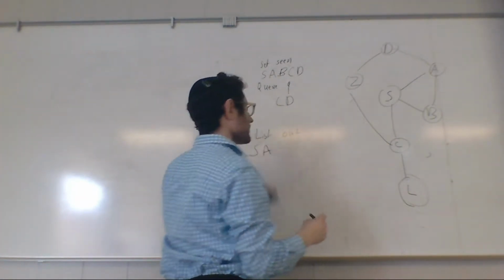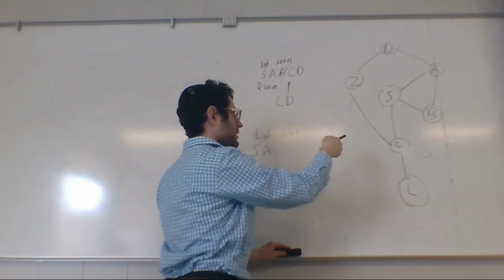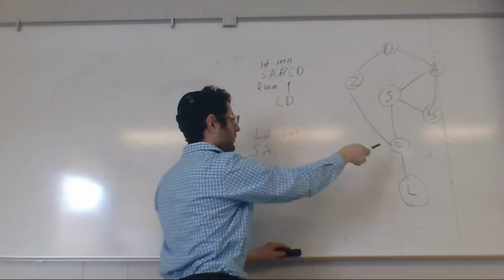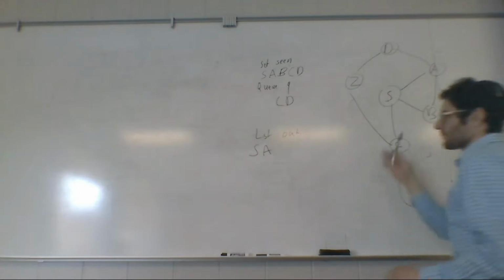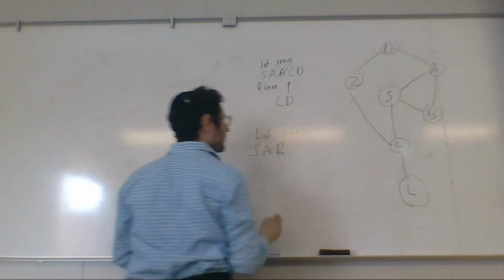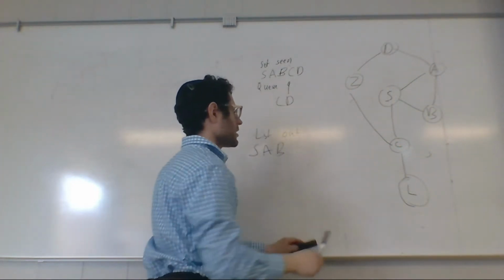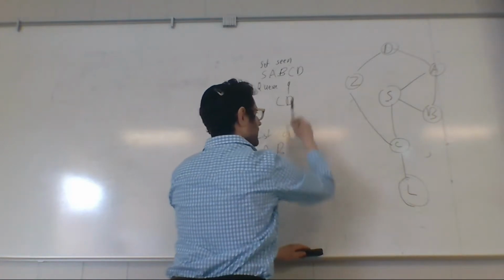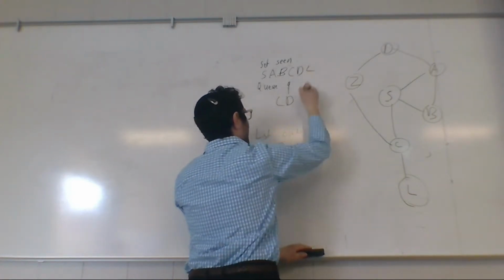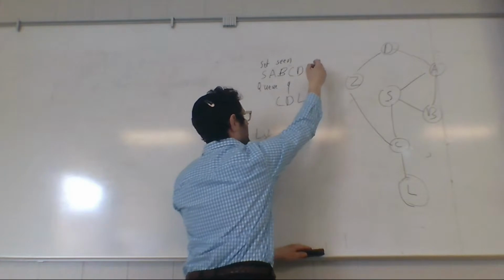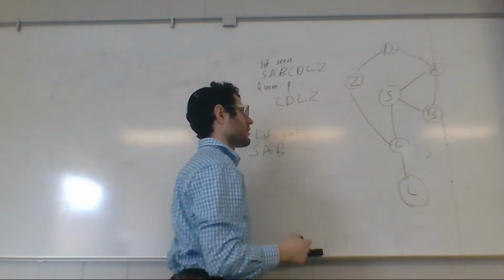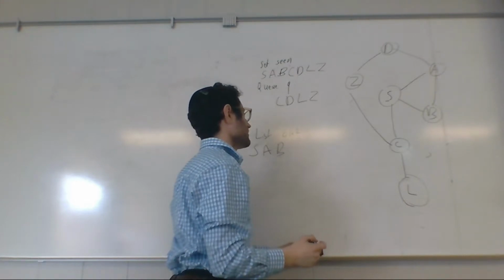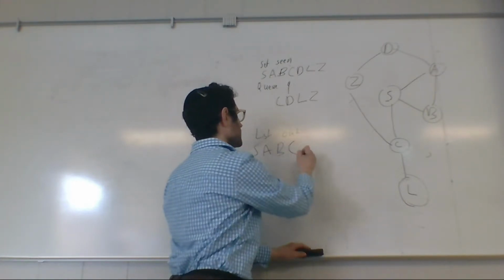Let's look at B. So I'm at B. Have I seen B's neighbors yet? Seen A, seen S, so I'm done with B. Okay, what about C? I've seen S. I haven't seen L, though, so we'll add that. And I haven't seen Z yet. So I'll add those to the seen set and queue. I'm done with C now.